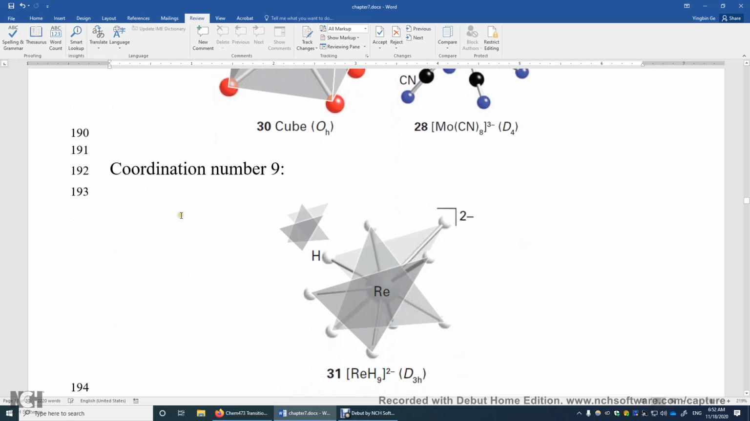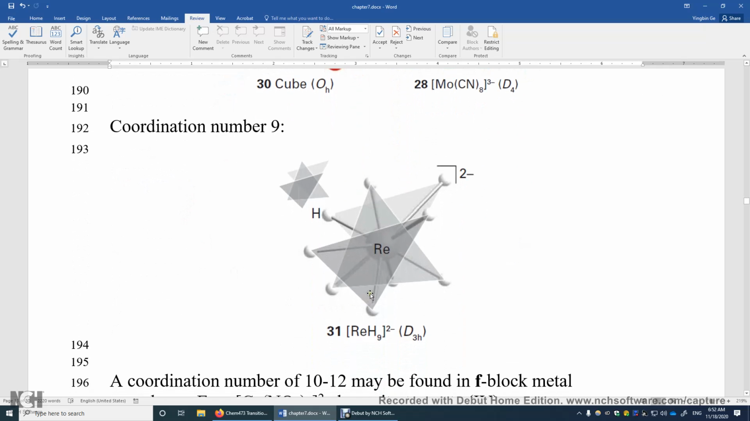Now coordination number 9. This is rhenium. So this is rhenium. Rhenium is forming 9 bonds with 9 hydrido. So H minus is hydride in general chemistry, but now it's called hydrido in transition metal chemistry.